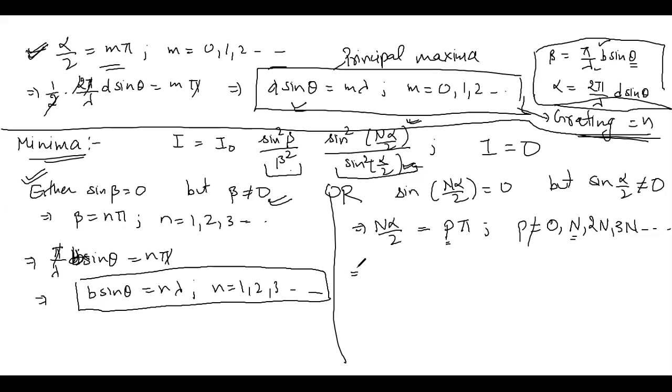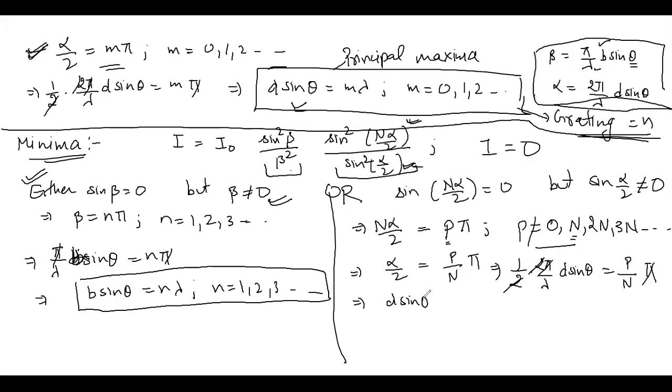That would mean that your alpha by 2 is basically p over N into pi, and p cannot be equal to 0, 2N, 3N. If you plug in the value of alpha, alpha is 2 pi by lambda into d sine theta, equal to p over N into pi. The 2 cancels, the pi cancels, which basically means that d sine theta is equal to p over N lambda, where p cannot be equal to 0, 2N, 3N and so on.